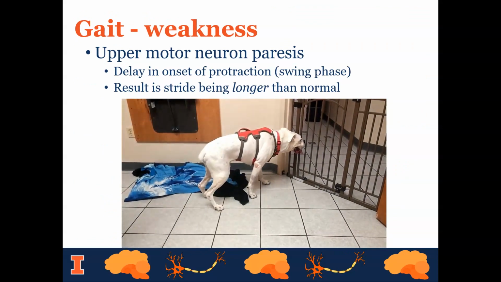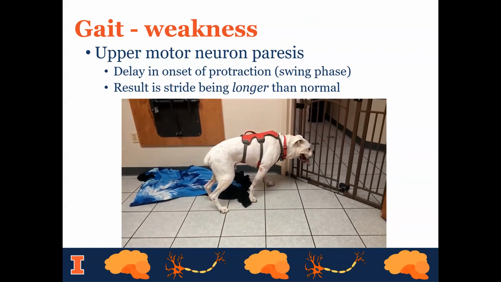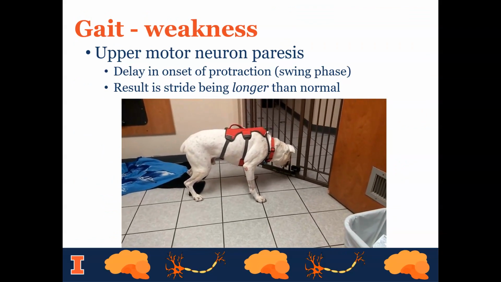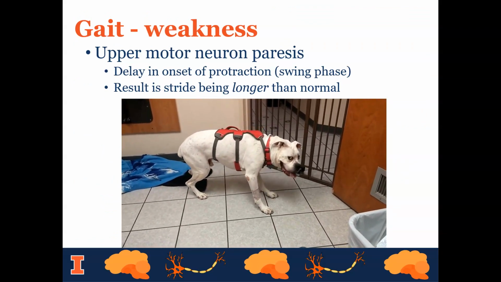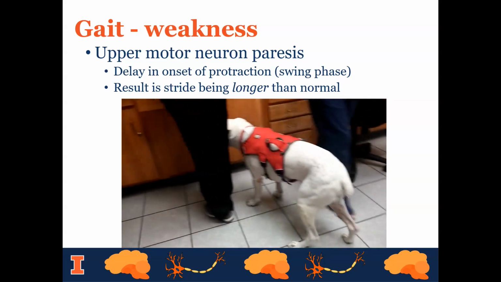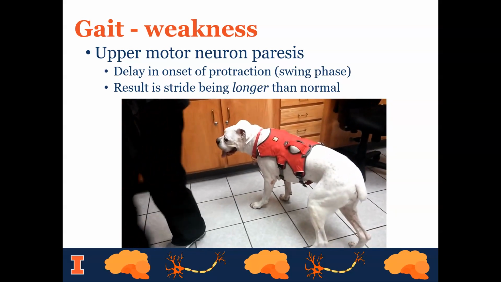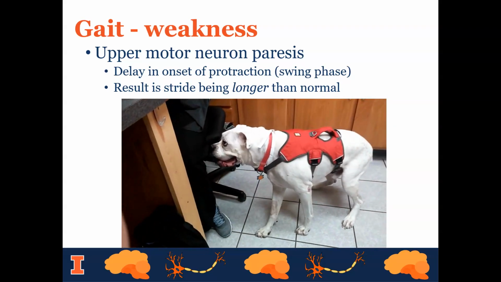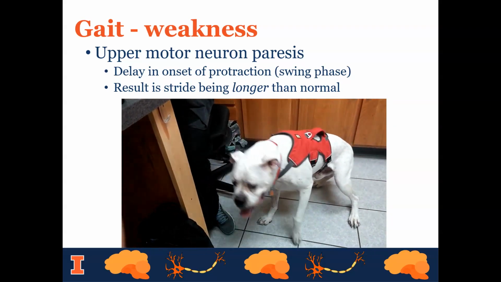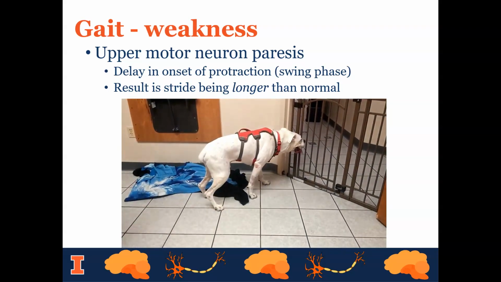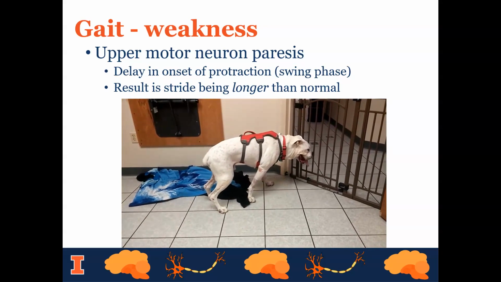So we can have a weakness, and an upper motor neuron weakness we term paresis. And this can be essentially a delay in the onset of protraction or the swing phase of the gait. So you can see how this dog kind of leans forward and it takes a second or two for the legs to kind of catch up and start moving. That's what we mean by that delay in protraction.